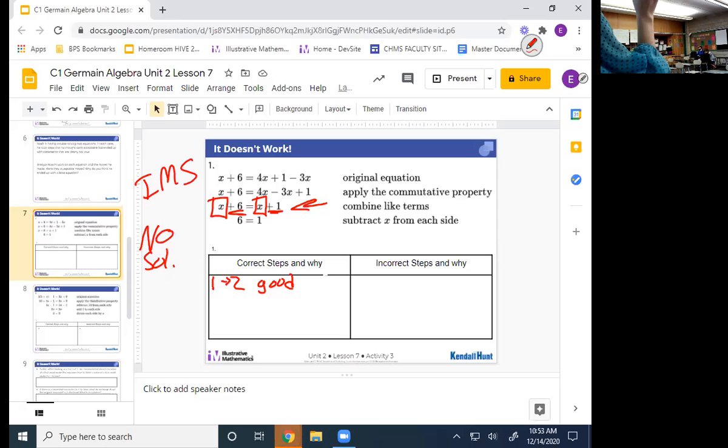Once you look at it and you determine you have the same variable on each side, then you need to look at your constants. What do we notice about those constants? They're different. So that means it's going to have no solutions.